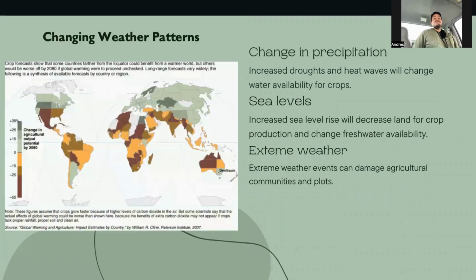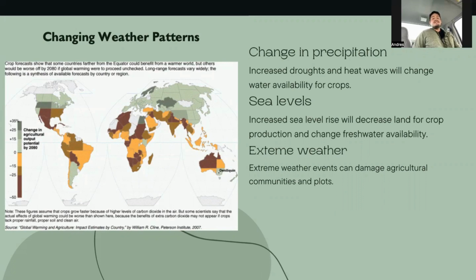All right, so changing weather patterns will have a big impact in agriculture. It will have a big impact in change in precipitation, which can lead to increased precipitation in some parts of the world while decreasing precipitation in others. And this can result in droughts in many viable plots of land that we currently have.